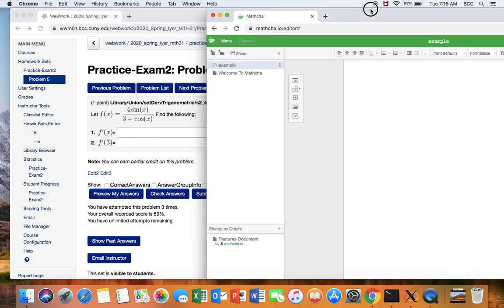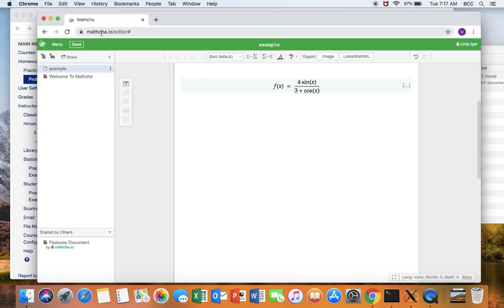So, let us try answering the first question. In math mode, f of x equals a fraction, where the numerator is 4 sine x, while the denominator is 3 plus cosine x. All right. So I have found this beautiful mathcha.io editor, which is very good for typing in mathematics.